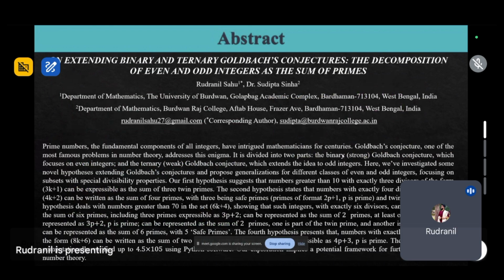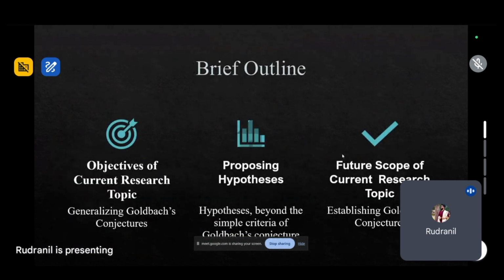This is the abstract which I have already sent. Coming to the brief outline, that is the objective of the conjectures topic, proposing hypotheses, and the future scope of our conjectures topic, and this is how we will complete today's discussion.